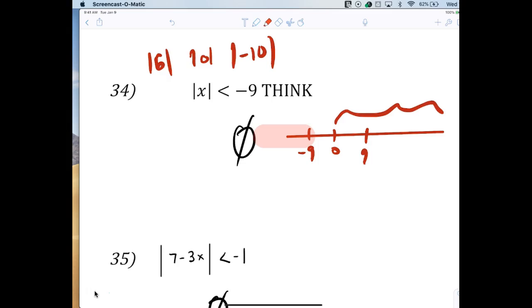All right? You have to understand, when I say absolute value, I'm talking about positive numbers. You understand me? Positive numbers. If these are positive numbers over here, what positive number is going to be less than a negative?